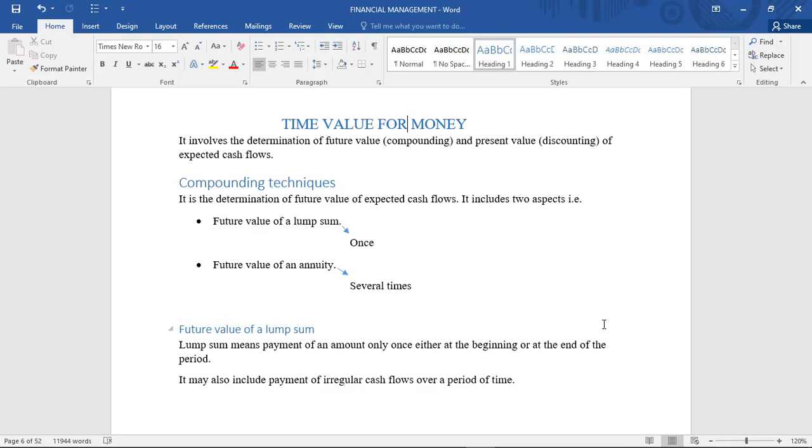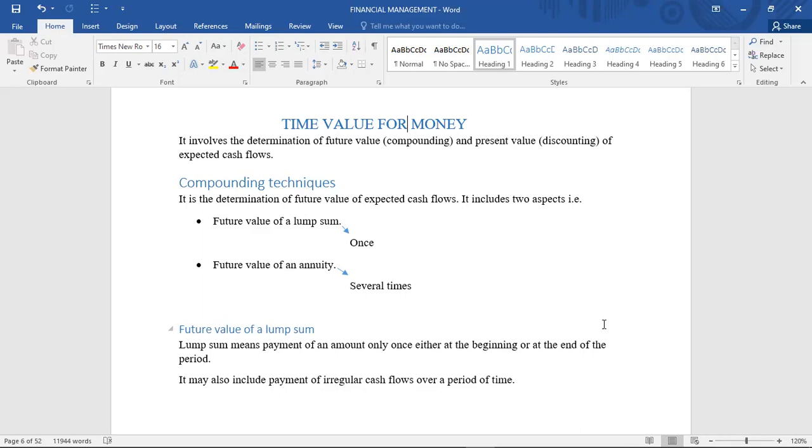When I look at last semester's exam, I was able to see there was a question on compounding, equivalent to around 10 marks. And I would be able to sort it out to help you understand how the question on compounding should be tackled in an exam.